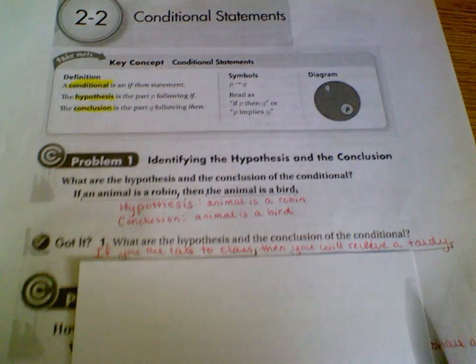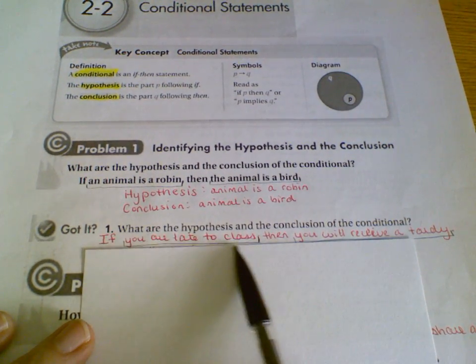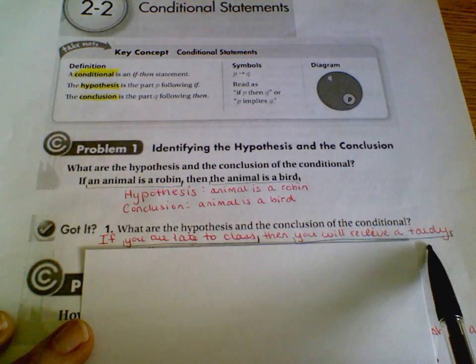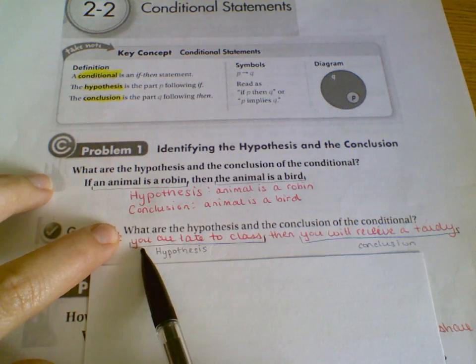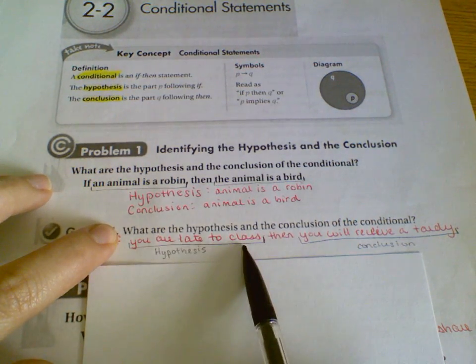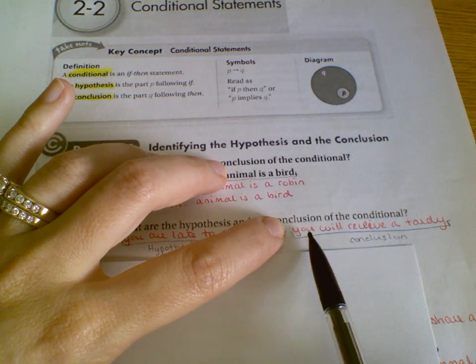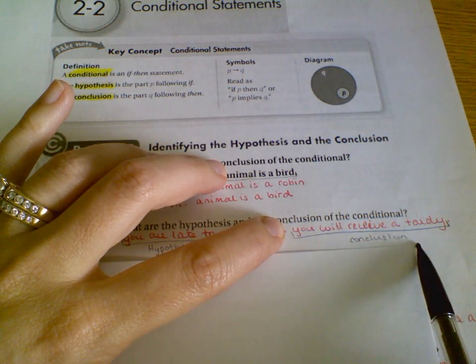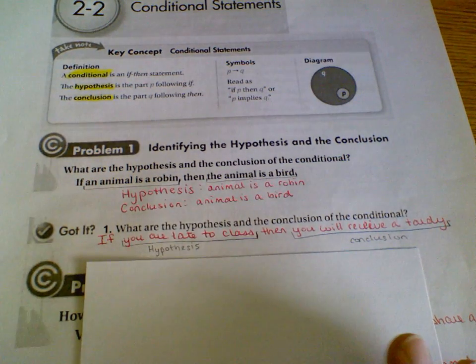In the got it question, you should be finding the hypothesis and conclusion of if you are late to class, then you will receive a tardy. The hypothesis is the part after the word if, so you should be listing you are late to class. The conclusion is the part after the word then, so you should be listing you will receive a tardy. The biggest thing is make sure you're not including the words if and then.